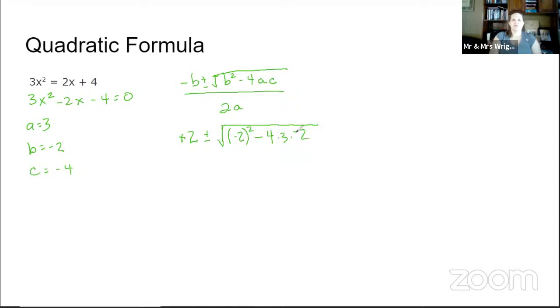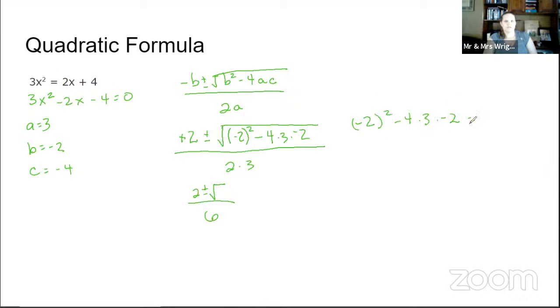On your calculator, you have a special button for negative as opposed to minus signs, so make sure you use that. 2 times 3. So now I'm going to put this 2 plus or minus square root over 6. And I'm going to plug what's inside this radical here. Since I left my radical symbol here, I'm not going to plug in the radical. I'm just going to do negative 2 squared minus 4 times 3 times negative 2 and see what I get.